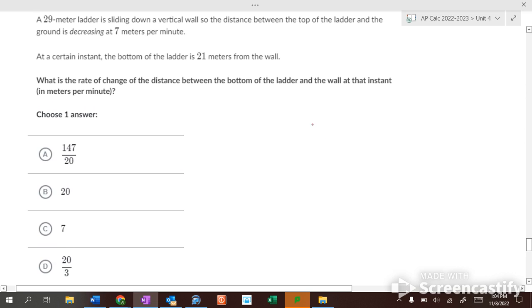All right. A 29-meter ladder sliding down a vertical wall. The top of the ladder is decreasing at a rate of 7 meters per minute, going this way, so that's usually negative. At a certain instant, the ladder is 21 meters from the bottom of the wall. What's the rate of change of the distance between the bottom of the ladder and the wall? So we're looking for this one.